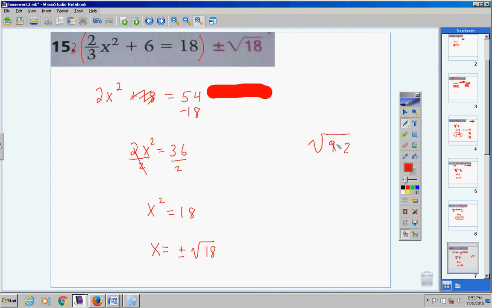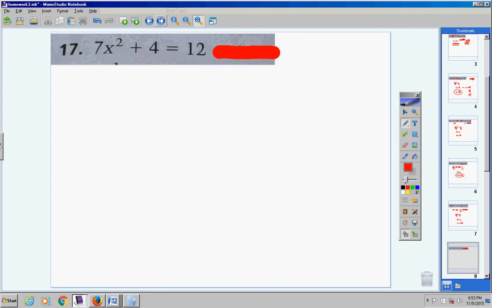The square root of 9 is 3, so put a 3 on the outside, like this, okay? But for now, this is exactly what you need to have. Okay, now, for numbers 17, 19, and 21, the book wants us to type the answer into our calculator and get out decimals, okay? So that's what we're going to do.